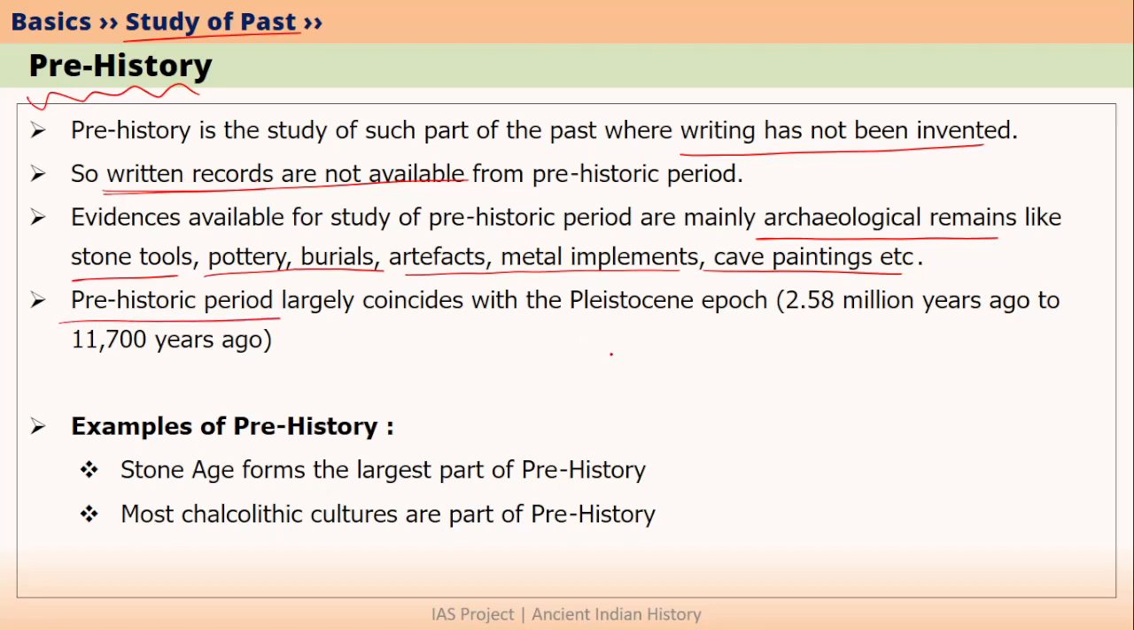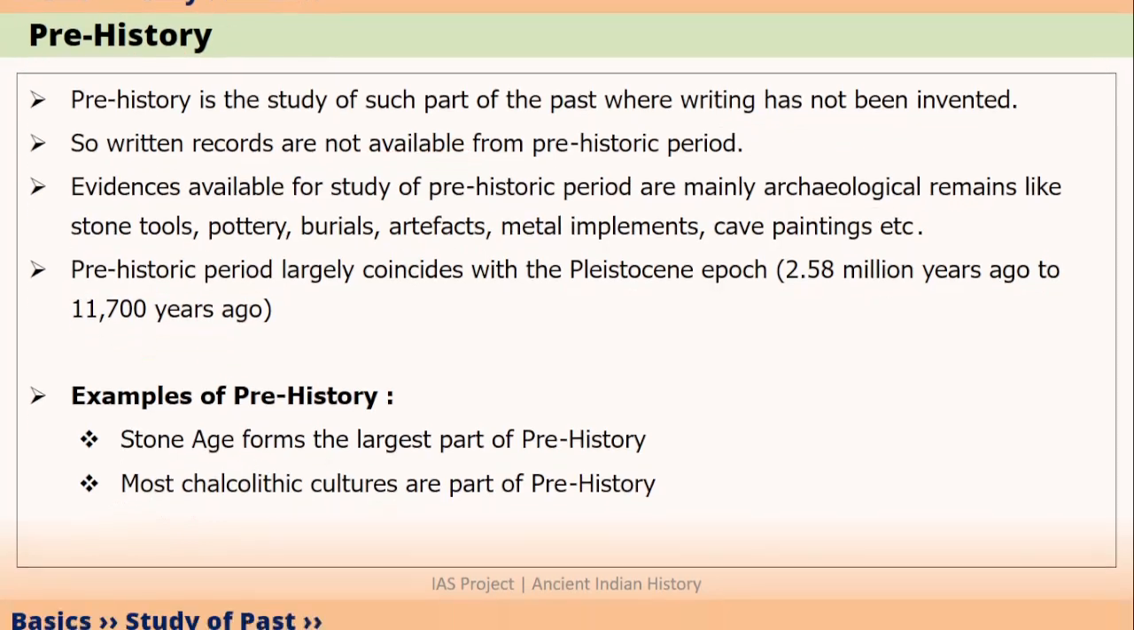Prehistoric period mainly coincides with Pleistocene epoch. Pleistocene epoch was roughly from 2.6 million years ago to 12,000 years ago. Examples of prehistory can be Stone Age and many of Chalcolithic cultures.